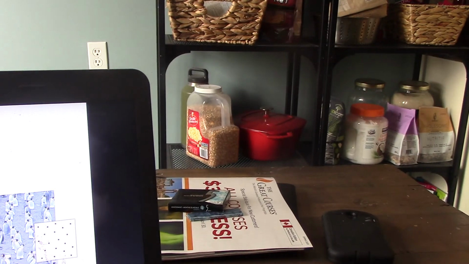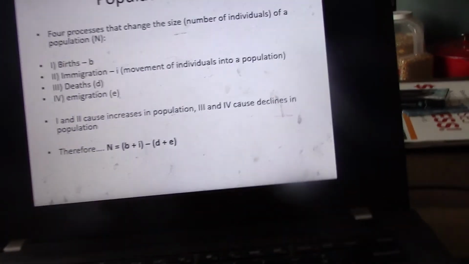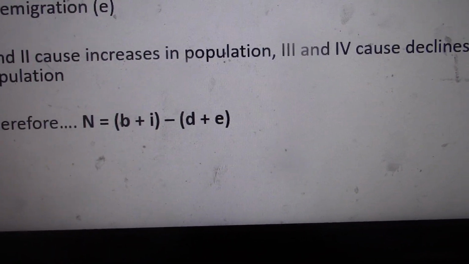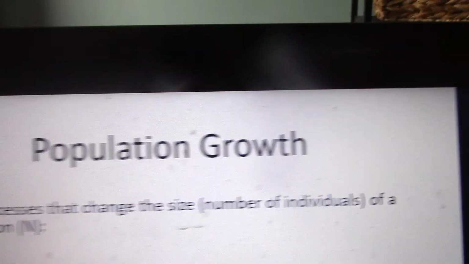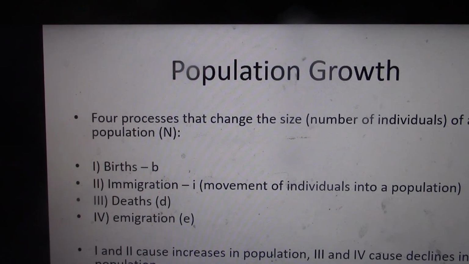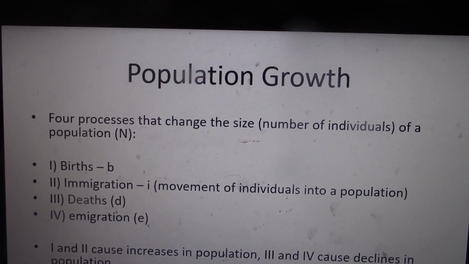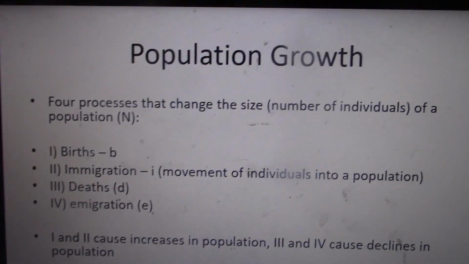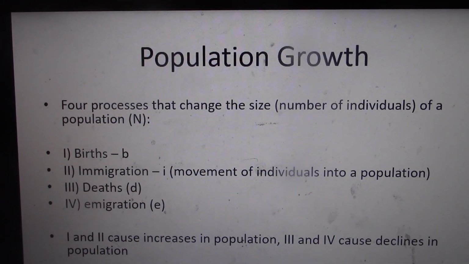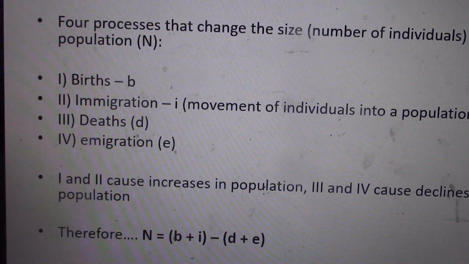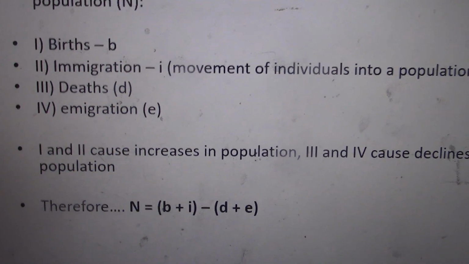Okay, so that's density. Growth patterns. This is your equation for population growth. N equals the number of individuals. Births is B, immigration is I, so births would also be natality. Deaths are fatalities or mortalities, and then emigration is individuals leaving.